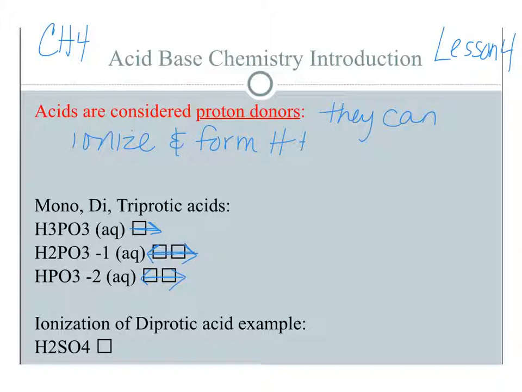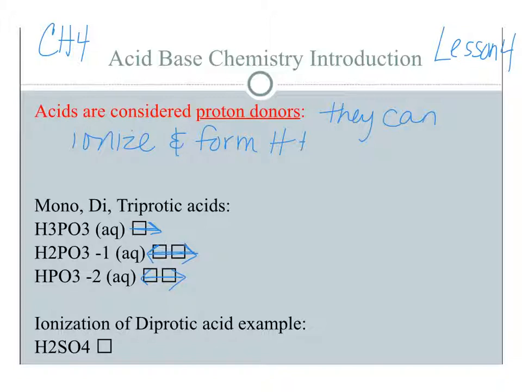We're going to start with why acids are called proton donors, and that's because they can ionize and form H+ in solution. We're going to talk about mono, di, and triprotic acids. That's just differentiating between the number of H's that the acid has, and that affects the way that the substance dissociates. If I have a monoprotic acid, like HCl, then the H and the Cl just dissociate.